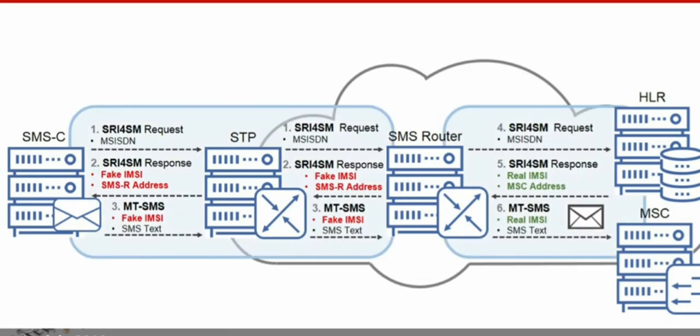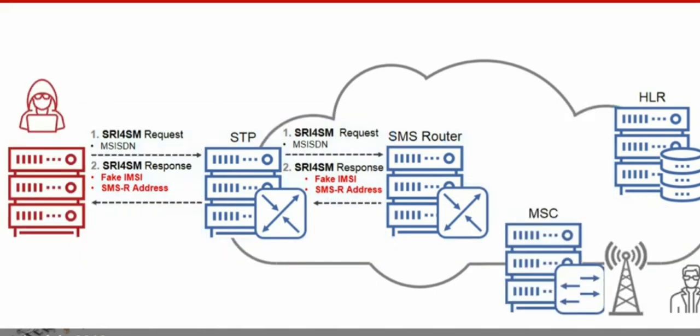We have two SMS delivery processes here. One of them is on the external side, another one is internal in the home network. Now, when the intruder appears in the SS7 and tries to receive the IMSI, they send a send routing info for SM request and receive a response with fake data. The network looks protected.